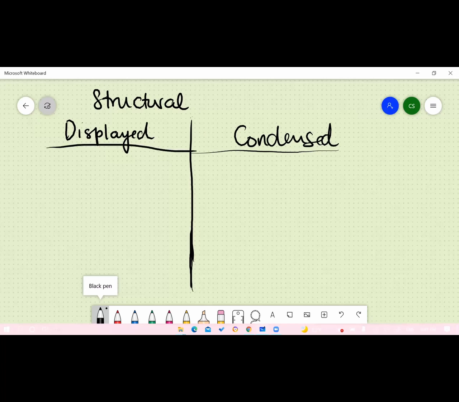All right, so displayed formulae. The displayed formula shows exactly where the atoms and the bonds are, while the condensed formula doesn't show the bonds. That's the difference between the displayed and the condensed. The condensed doesn't show the bonds, while the displayed does show the bonds. And remember, the bonds are the lines, okay?